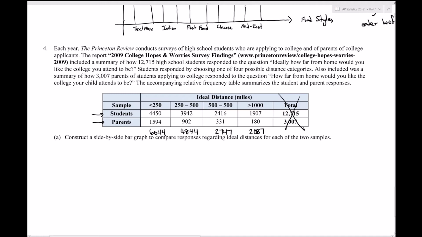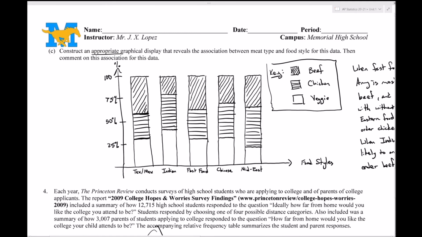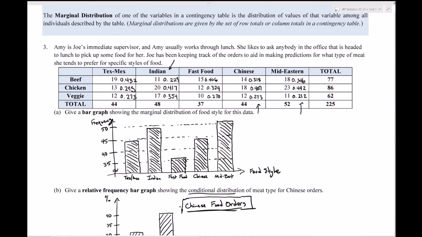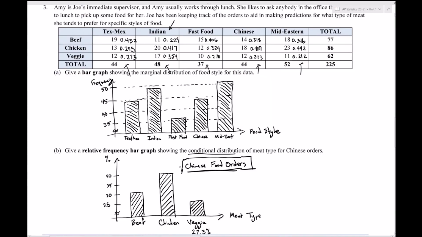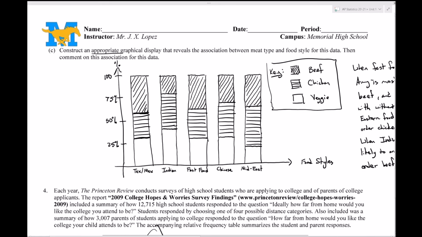So a side-by-side bar graph. We want to see if we can scale this appropriately. And if I do this by percentages out of the column total, we're going to be robbed of some information. What information am I going to be robbed of? In the segmented bar graph, we didn't want to see how these categories differed: 44, 48, 37, 44, 52, and so on. That didn't actually matter. We just wanted to see the percentages of meat type within each food style. So we scaled it so they all add up to 100%, so I can actually see which segments were bigger than others.